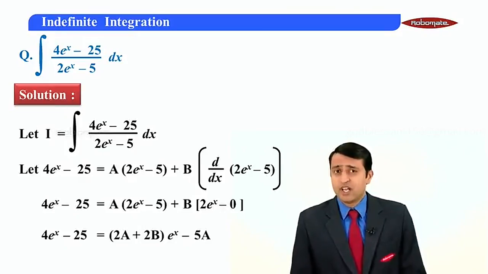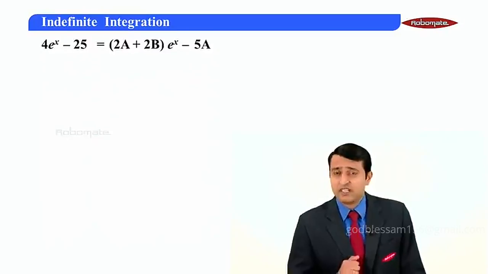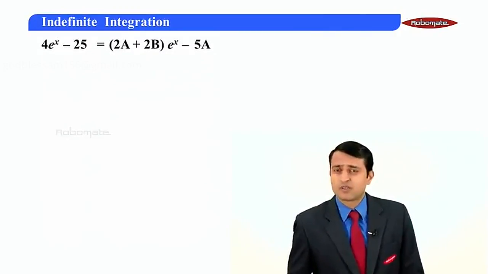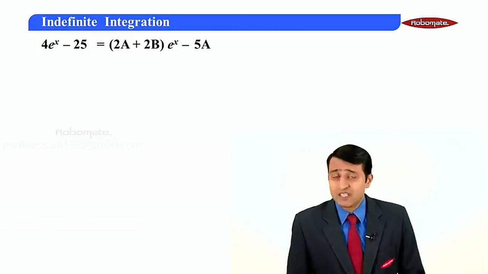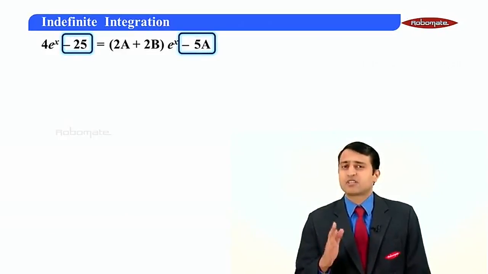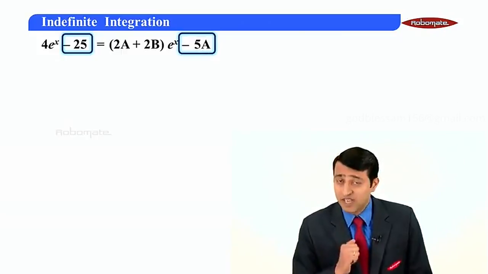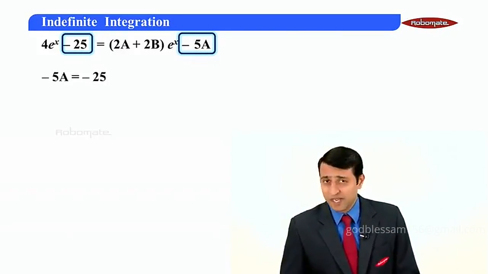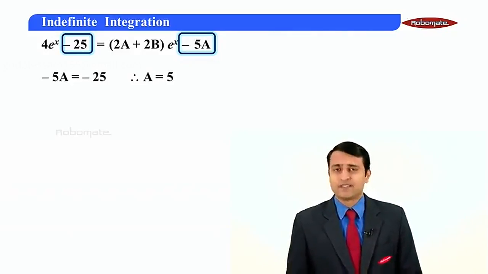Is that okay? Now you have certain terms on the left hand side, certain on the right hand side. The simplest way to find a and b is to equate the constant on the left to the constant on the right. That is minus 5a is minus 25. Constant on the left is minus 25. Constant on the right is minus 5a. So these two can be equated. So we have minus 5a is minus 25, or we can conclude that a is 5.